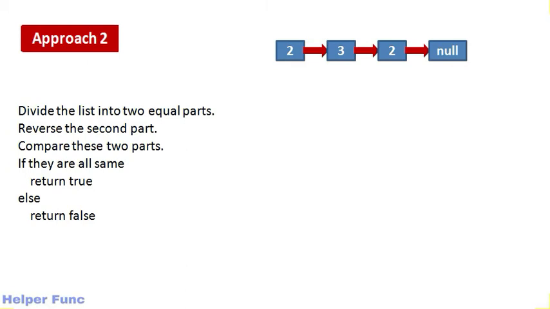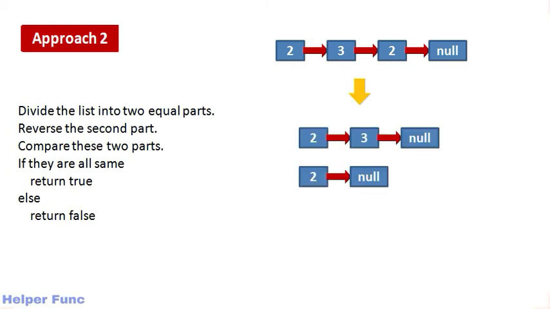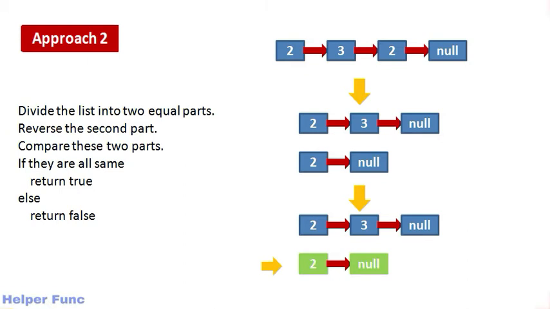Now let's look at another example where the length of the list is odd. Now this time the division will be like this. The first part will have one extra element. Now in the next step we will reverse the second part, but because its size is only 1, it will have no effect. And now we will compare these two lists till we have elements of both lists available. So because 2 and 2 are the same, we will return true. Now here 3 is not required to be compared because it will be coming only one time in the list. Except this, all the elements will be coming twice.